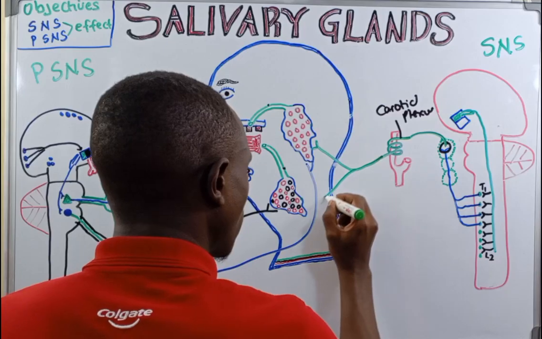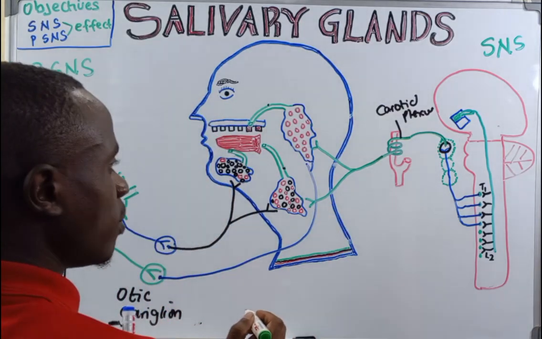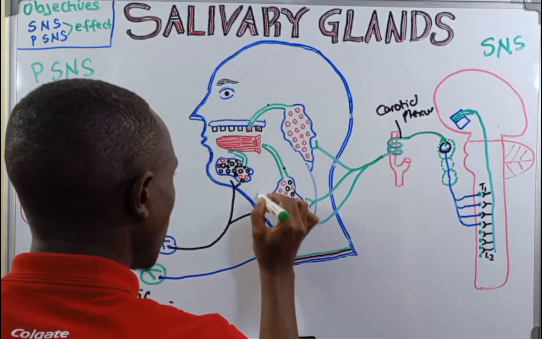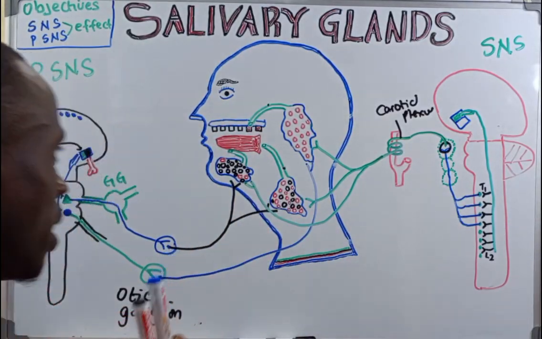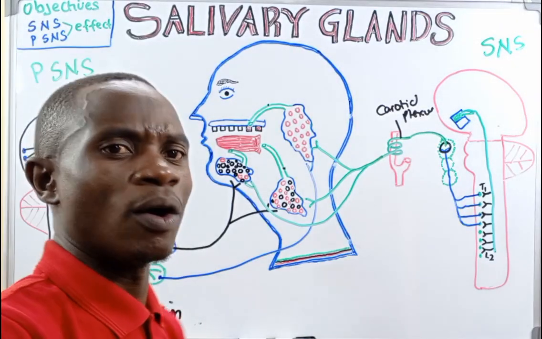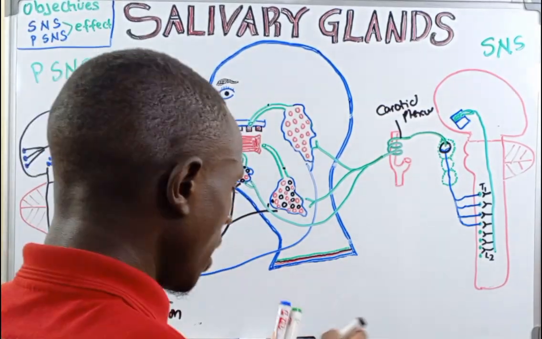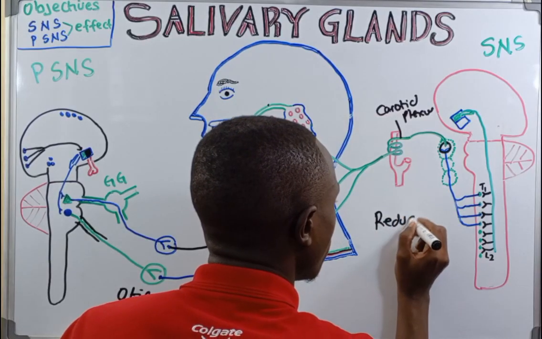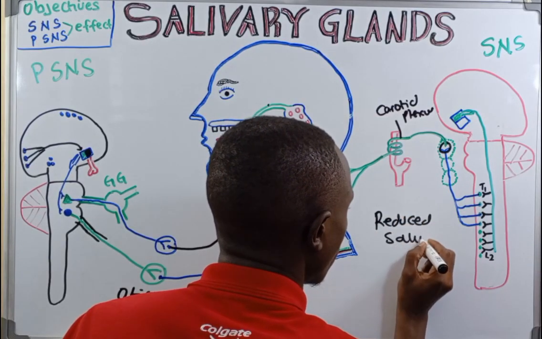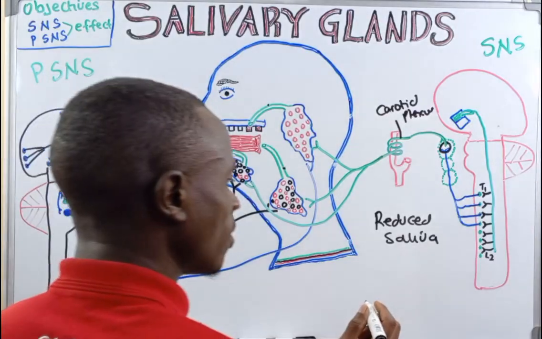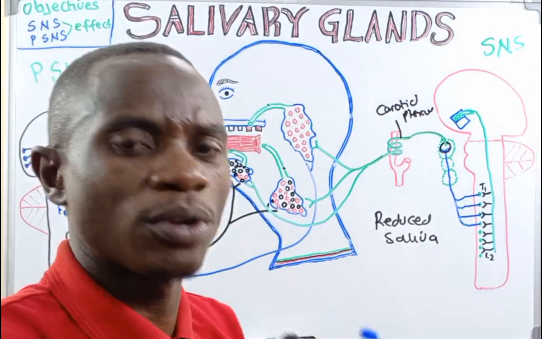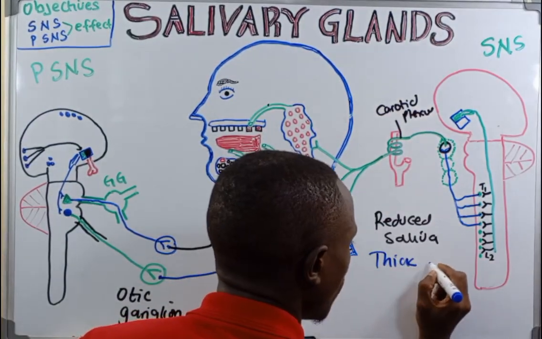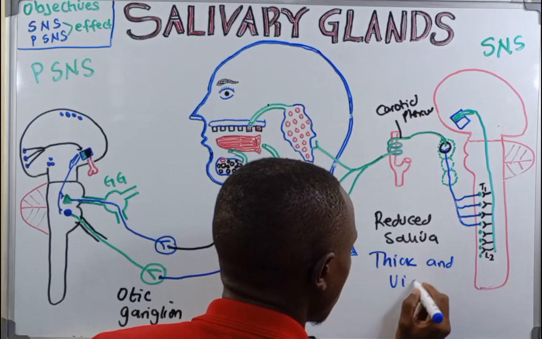Some branches will also innervate the submandibular salivary gland, and another branch will stimulate the sublingual salivary gland. Now, what is going to be the general effect? The general effect is reduced saliva secretion, and the little saliva which is going to be produced is going to be very thick and viscous.